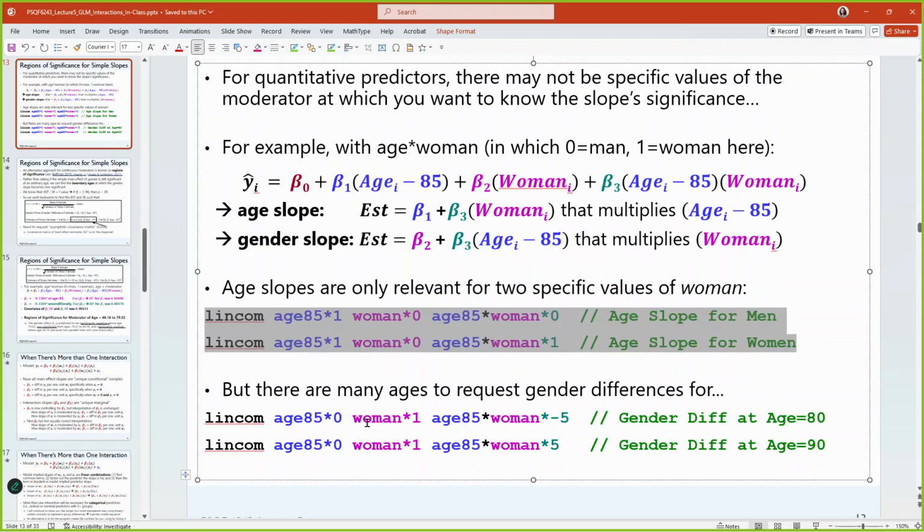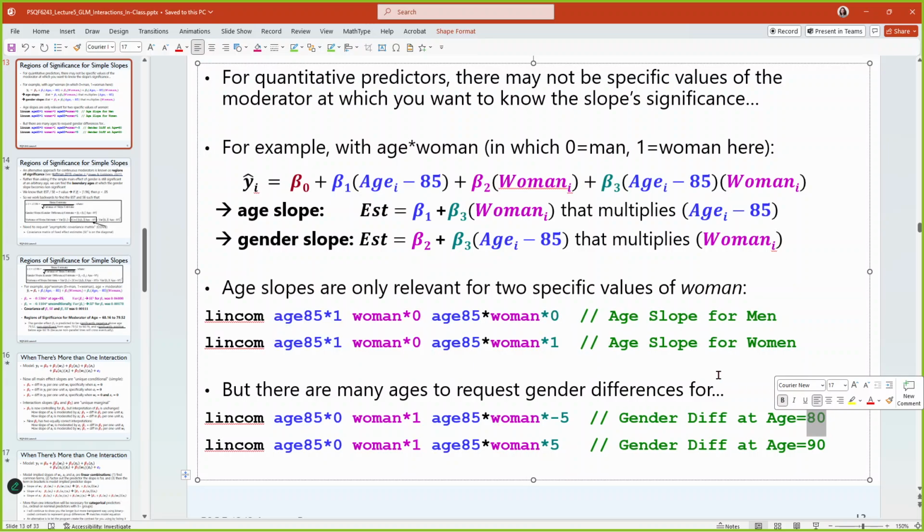But the opposite is not true. If I want to know about gender differences as a function of age, every unique value of age has a different gender slope associated with it. So it would be just as useful potentially to plot 75 as 76 as 79 as 80 as 82. And it's like, okay, then what good does that do to pick arbitrary numbers?